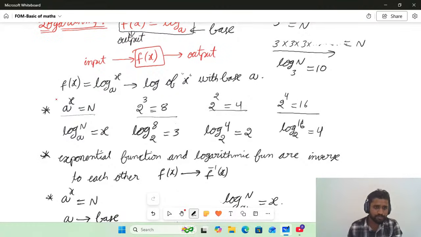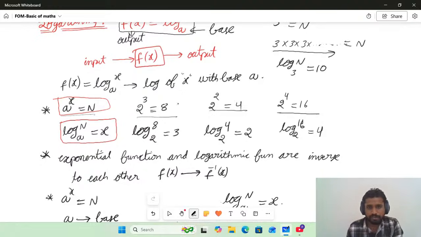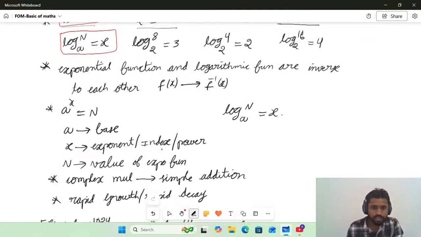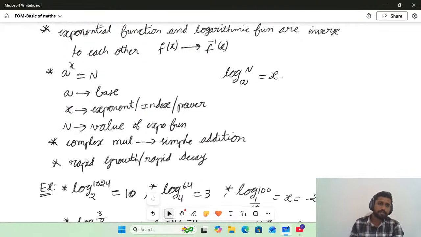How to convert an exponential function to a logarithmic function, we have seen. These are the examples for converting the exponential function to a logarithmic function. Suppose a power x equals n is an exponential function: a is called the base, x is called the exponent, index or power, and n is the value of the exponential function.